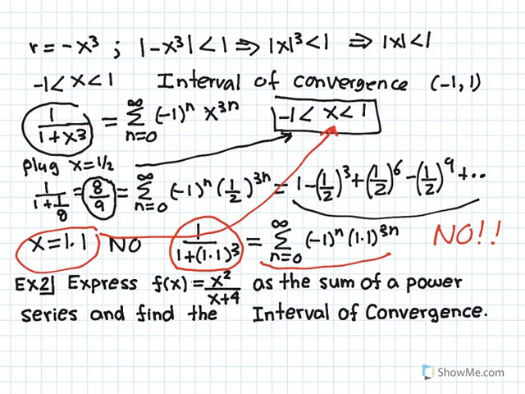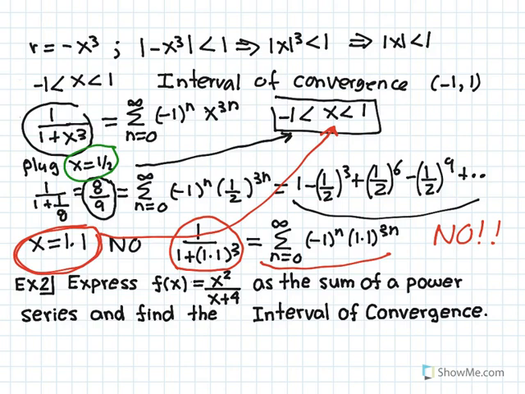So when we find the functional representation of the sum of a power series, it's very important that we know the interval of convergence, because the equation that we come up with is only valid for the values of x inside the interval of convergence. For x equals 1/2, that worked. For x equals 1.1, it doesn't work because it's outside the interval of convergence.